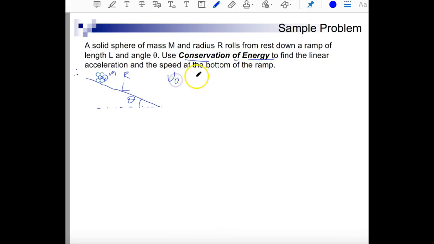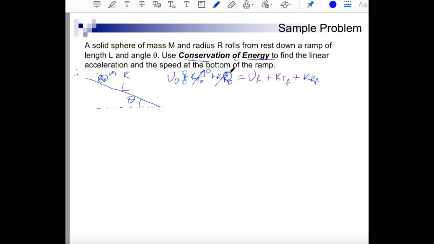We're going to say the potential energy at the top plus the original translational kinetic energy plus the original rotational kinetic energy is equal to the final potential plus the final translational kinetic energy plus the final rotational energy. And so now we've got that. Let's cross off things that don't have any value.